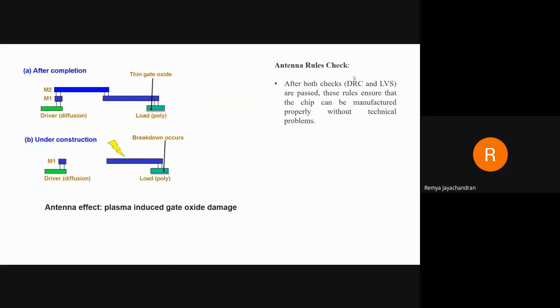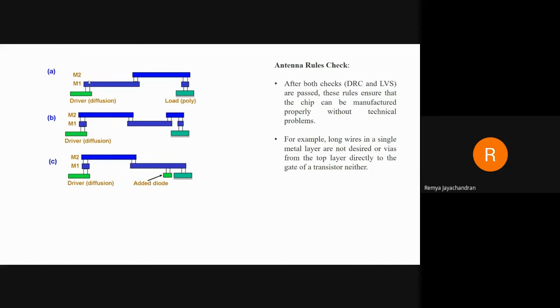Antenna effect means plasma induced gate oxide damage. If you are connecting the gate like this, during the fabrication process there are chances of oxide breakdown of this polysilicon, that is, the oxide breakdown in the silicon dioxide. To avoid that, we have to follow a proper methodology. Instead of directly connecting from one metal to this polysilicon, you can go like this.